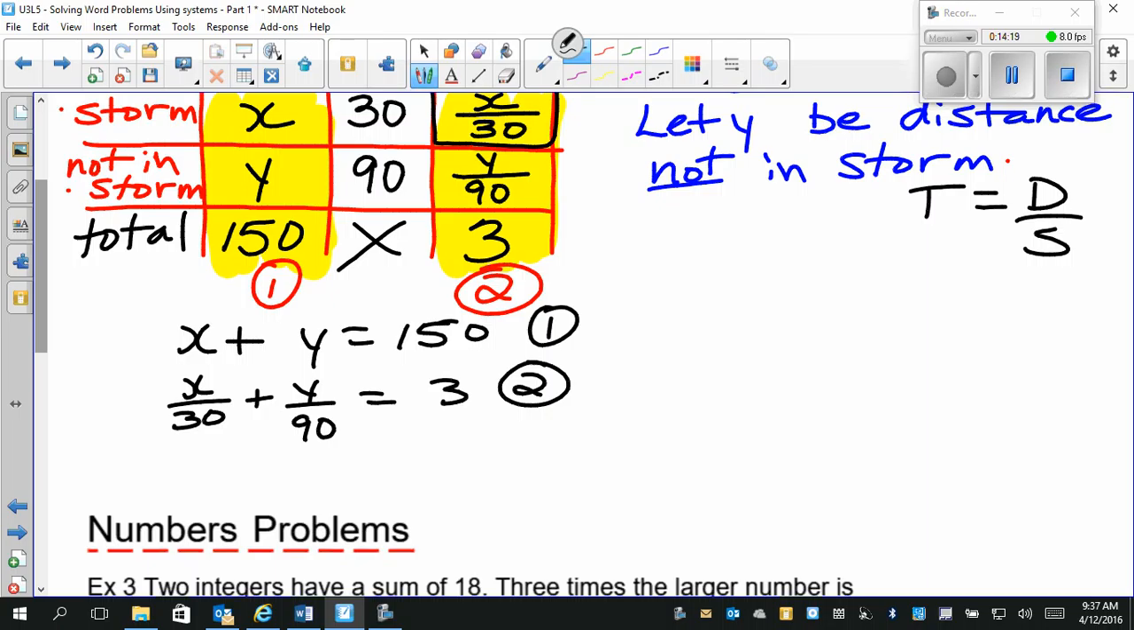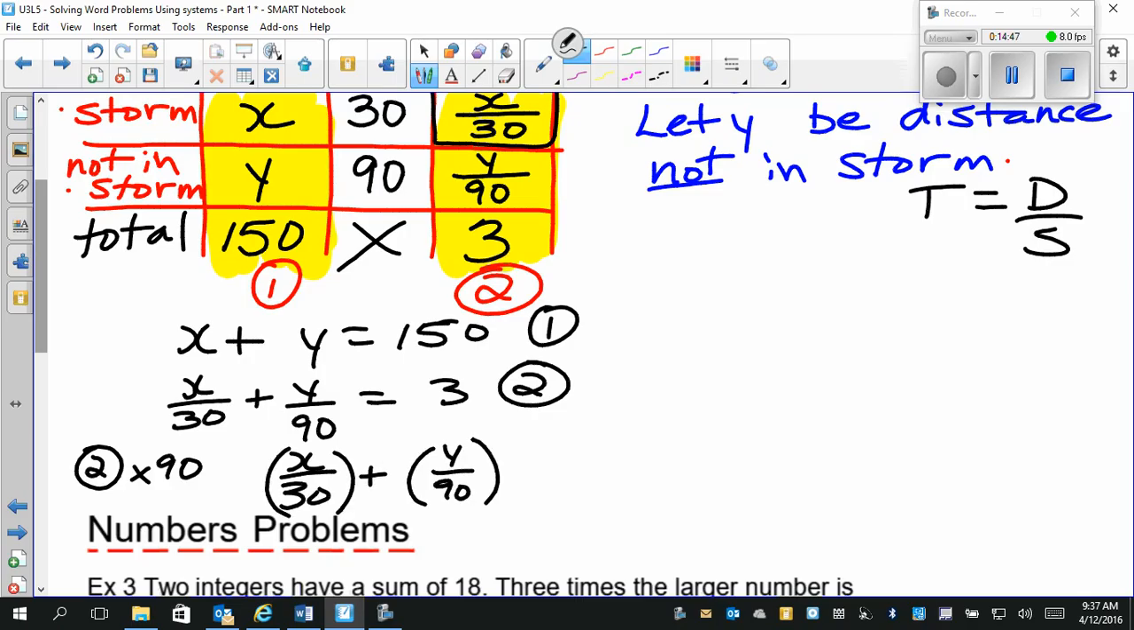And if you remember the last topic we covered, we handled questions where we had fractions. And what we want to do is get rid of the fraction. So I'm going to take equation 2, and the lowest common denominator in 2 is going to be 90. So I'm going to multiply equation 2 by 90. So it's going to be x over 30, y over 90, and it's really important that you multiply each term in that equation by the lowest common denominator. A lot of times students will forget to put the 90 over here with the 3, so you got to be careful of that. And remember, we're dividing things out.